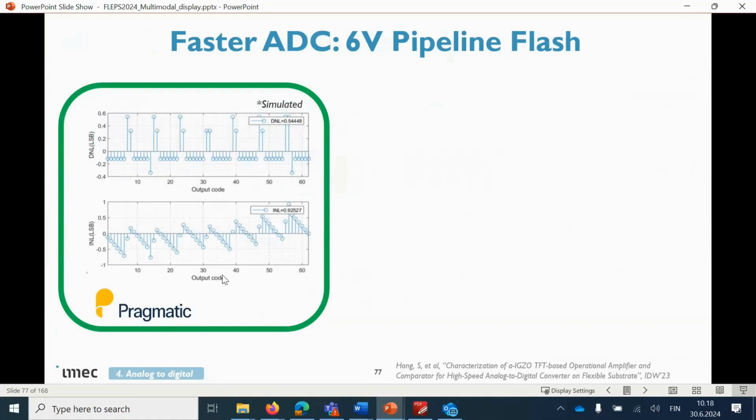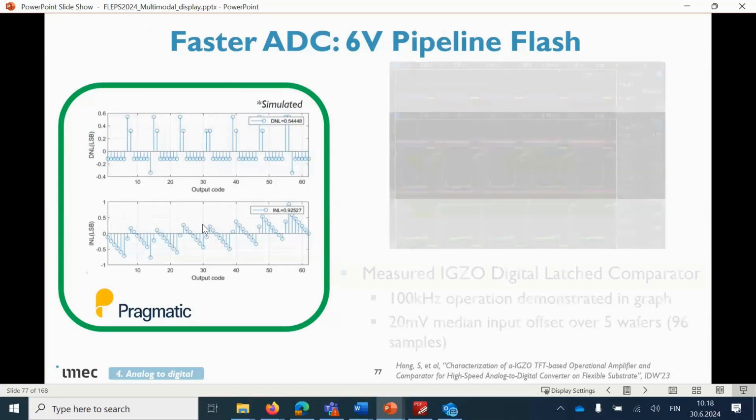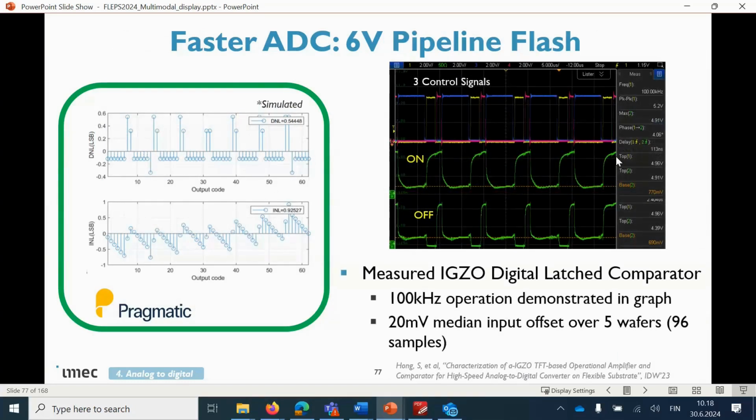We did a design with Pragmatic technology. You can see here a 6-bit response. We implemented and measured the comparator in this technology. We reached 100 kilohertz operation. And again, we reported and measured many different comparators for the first time, having a median input offset of only 20 millivolts.